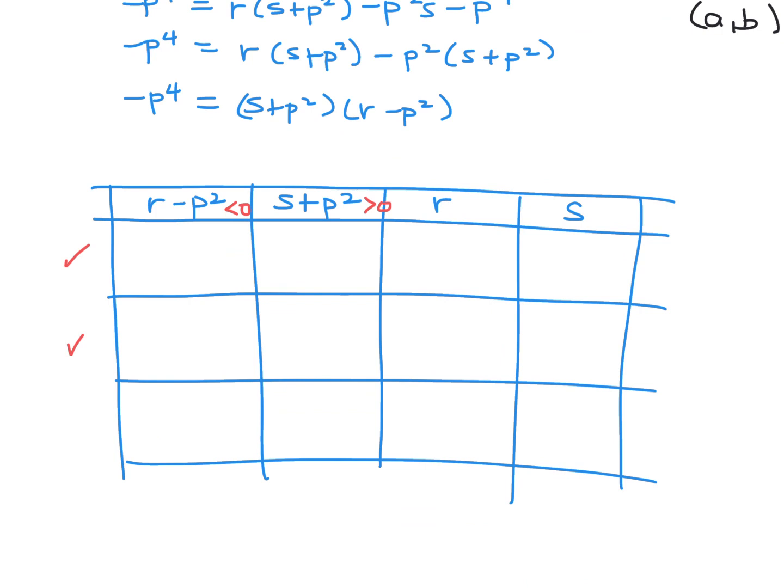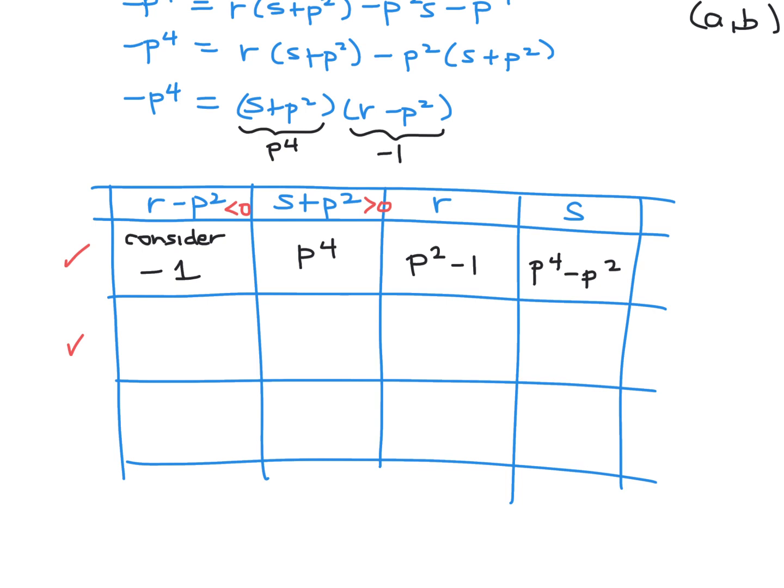So let's say, since this guy is less than 0 and it's an integer, let's just give a value here, negative 1, because it's got to be less than 0. And if that's the case, then that means this guy is negative 1. That means this guy has to be p to the power 4 in order for that equation to work. And then you just solve for r. And when you solve for r, you'll get p squared minus 1. And when you solve for s, you'll get p to the power 4 minus p squared. And similarly, you can do that for other numbers.